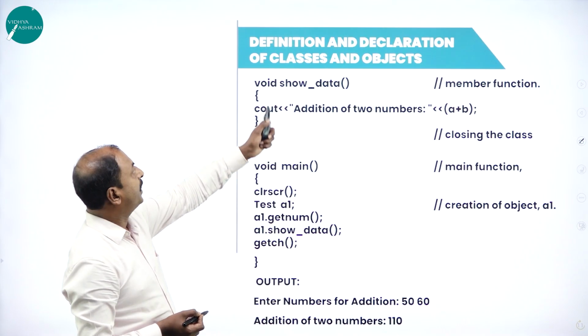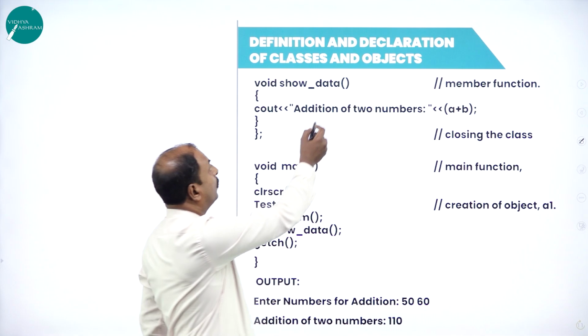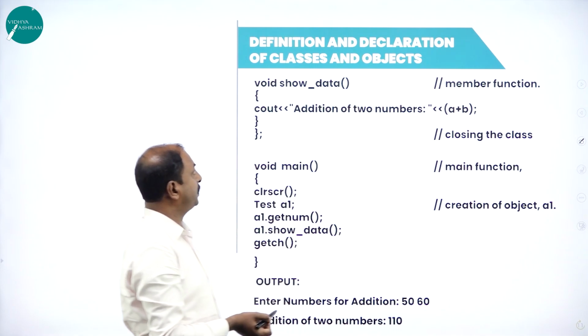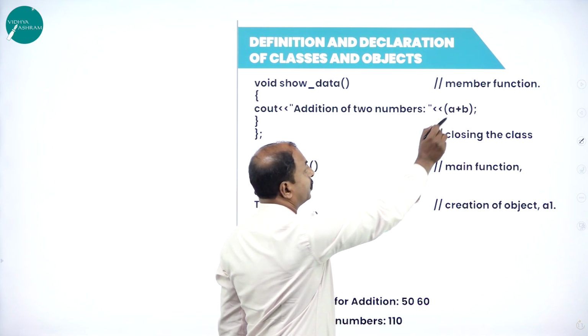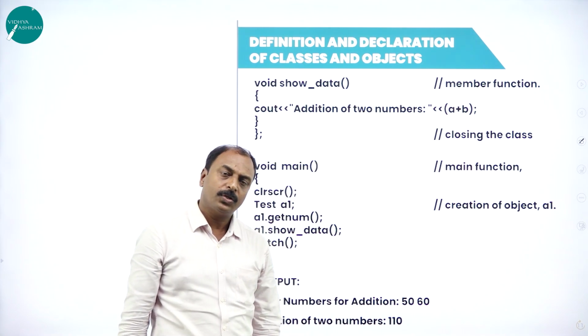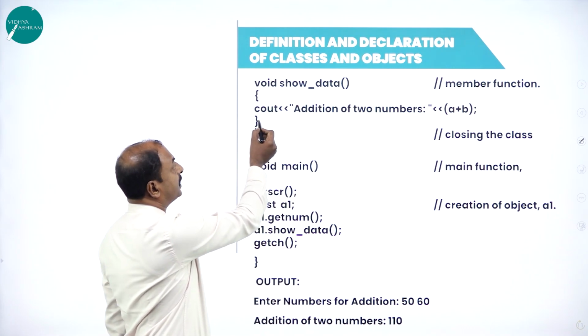Next we are writing one more function, void show data. This is one more method or function. Inside this we write a statement to print the values of a and b, or the addition of the two numbers a and b. Then we close the bracket, closing the function here.